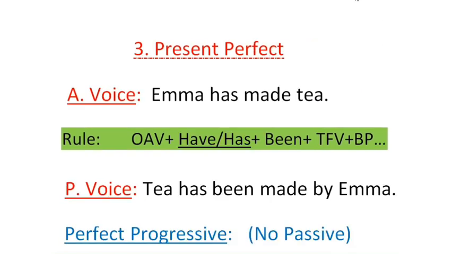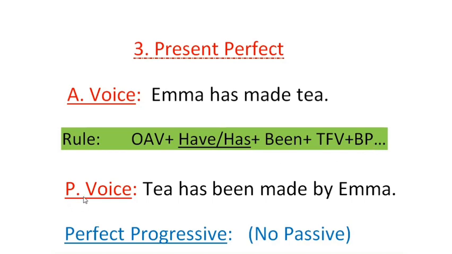Next comes present perfect. Active voice is Emma has made tea. Emma is subject, has made is verb, tea is OAV, the object of the active voice. Rule is OAV plus have or has, whichever is appropriate. As this is the perfect form, been is used, the third form of be. Then comes the third form of the verb plus BP. Rule is OAV plus have or has plus been plus TFV plus BP. Then the rest of the sentence, if any.